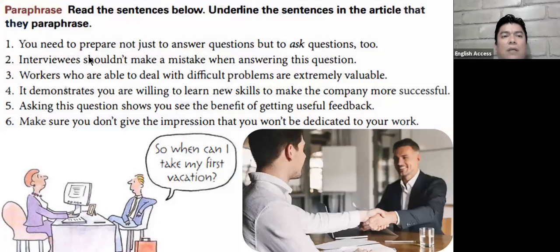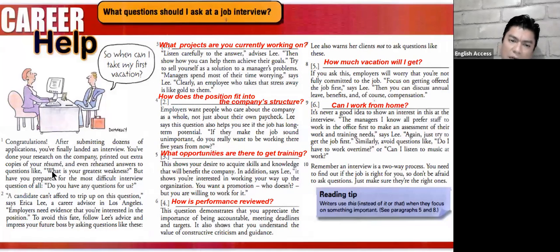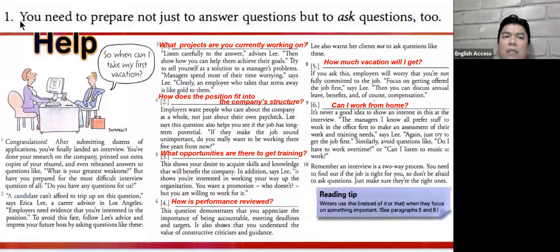So next. Now read the sentences below and underline the sentences in the article that they paraphrase. So number one, you need to prepare not just to answer questions, but to ask questions too. Now, this is in the article, but where in the article? This is the article right there. Now, where is this sentence? You need to prepare not just to answer questions, but to ask questions too. Can you find it?